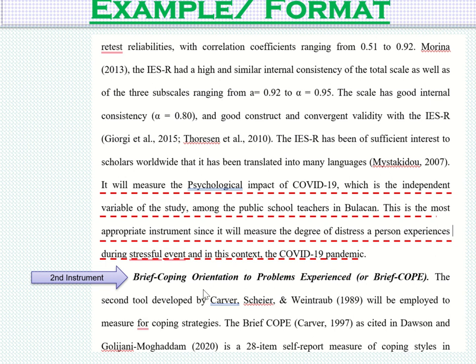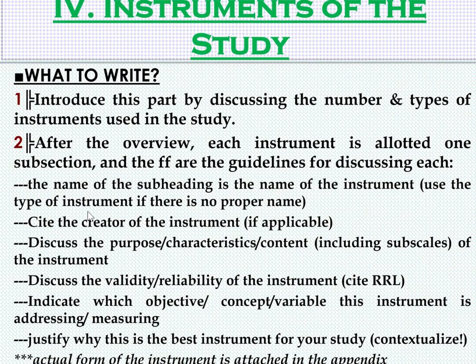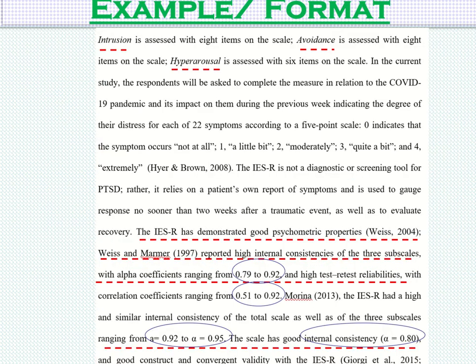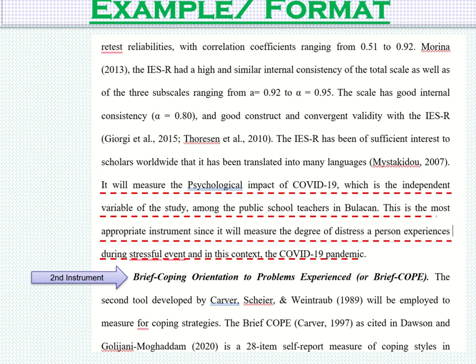Then you have here the second instrument, and you just follow the guidelines of what to include, just like what we did in the first example. So if you have three instruments, you will include these things for each instrument. And that is for our instruments of the study.